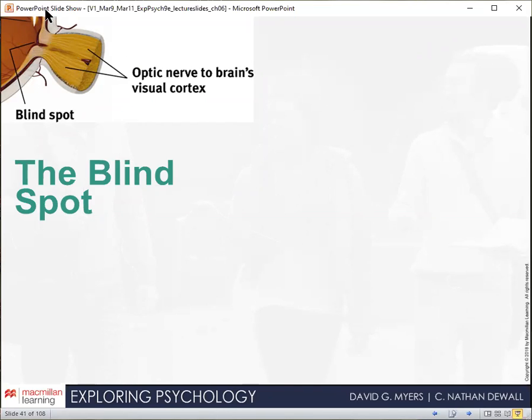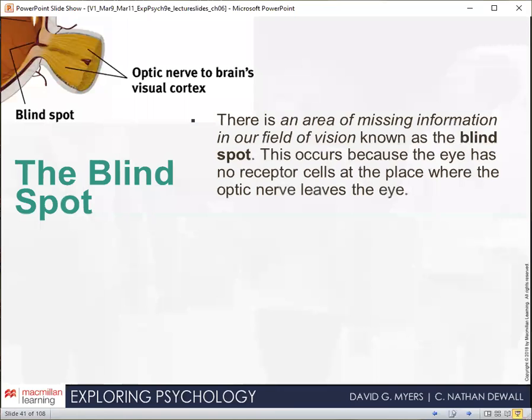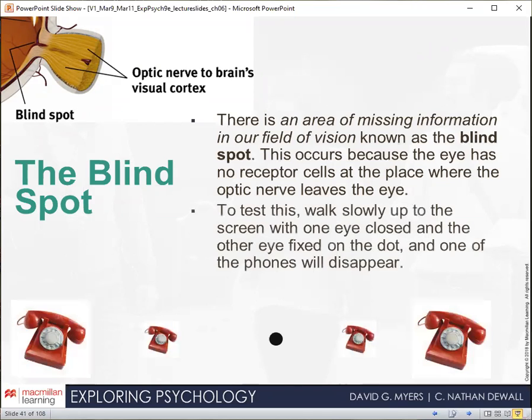So when information crosses over this item here, it simply disappears because there's no specialized receptor cells there to be able to do anything about processing the information. So there's an area of missing information in your field known as the blind spot. This occurs because the eye has no receptor cells there at the place where the optic nerve leaves the eye.